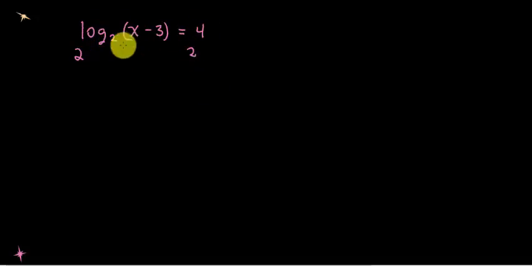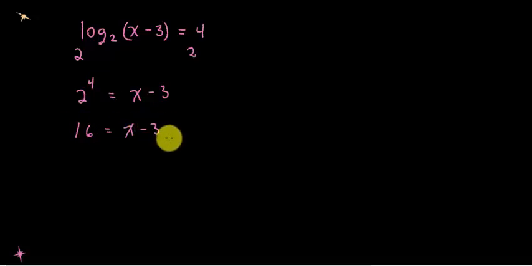As a matter of fact, that's what the log means, right? This is saying, what do I have to raise 2 to in order to get this expression here? And it's saying that the answer is 4. So in other words, we can just rewrite this as 2 to the power of 4 is equal to x minus 3. And 2 to the power of 4: 2 times 2 is 4, times 2 is 8, times 2 is 16. So I have 16 is equal to x minus 3. Adding the 3 to the other side, I get 19. And so x is equal to 19.